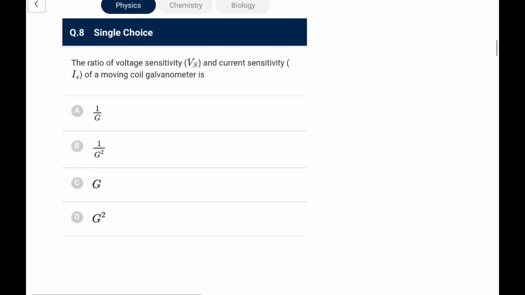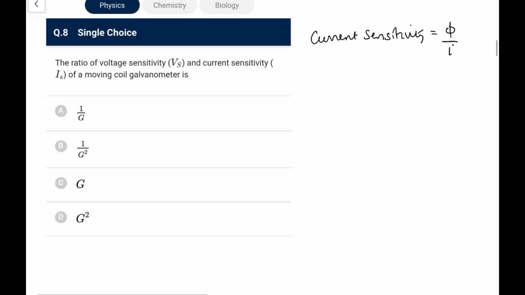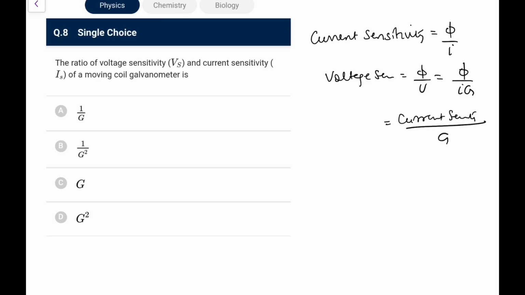Next one, the ratio of the voltage sensitivity and current sensitivity of a moving coil galvanometer is going to be. Now what is the current sensitivity? First of all, current sensitivity you write as deflection per unit current, phi by I, and the voltage sensitivity you write as phi by V, and V you know is equal to IR, that is I into G. So that means it is current sensitivity divided by G. So the ratio of voltage to current sensitivity is going to be 1 by G.